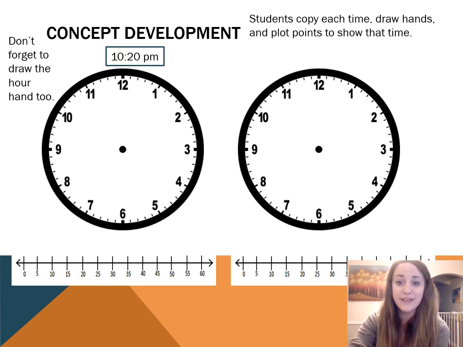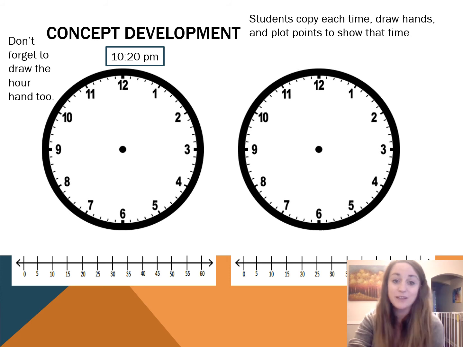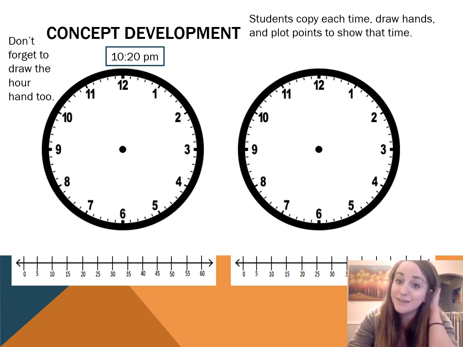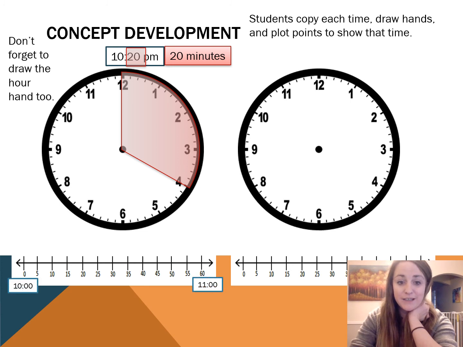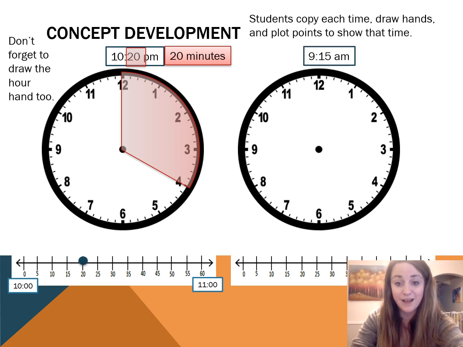Now let's think. Don't forget, if I want to show 10:20, you need to draw both the minute hand and the hour hand. 20 minutes have passed, 5, 10, 15, 20, and because it's 10:20, that's between 10 o'clock and 11 o'clock. I'll put 10 and 11 on my number line. Then I'll mark 20 to show 20 minutes have passed on the clock.